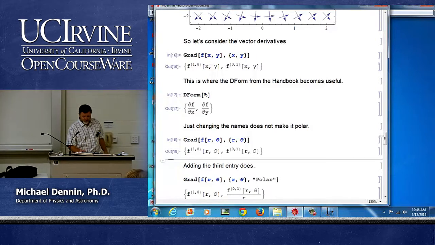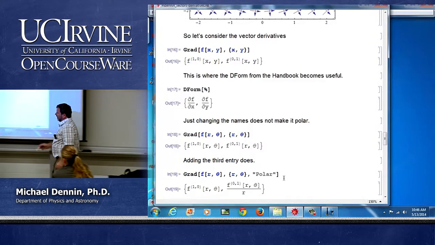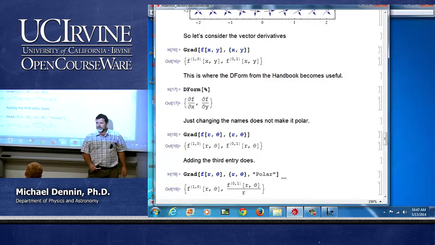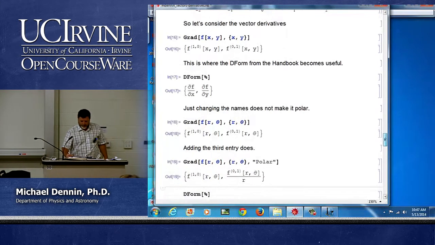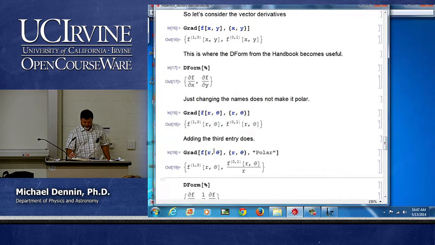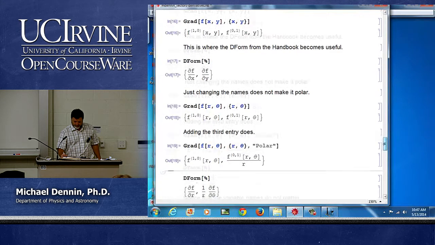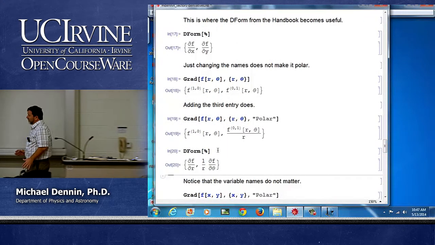But if you say to Mathematica, nope, now we're doing polar coordinates, it knows how to do it right. And notice in polar coordinates, we do need that 1 over r to make the units work. Professor, is that polar built into Mathematica, or did you define that? No, that's built in, and that's the cool thing about the new Mathematica.